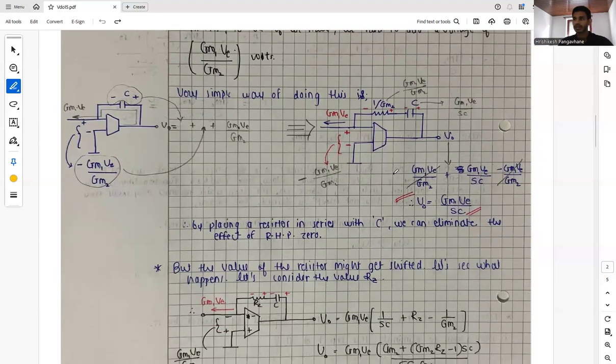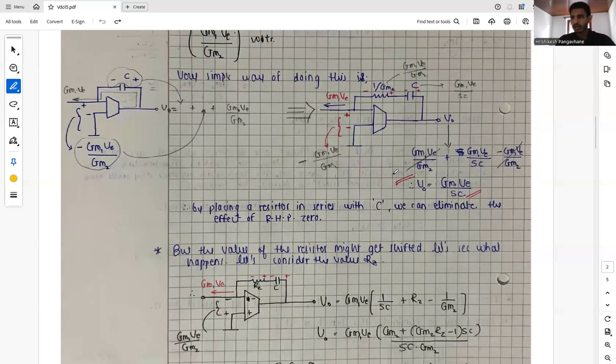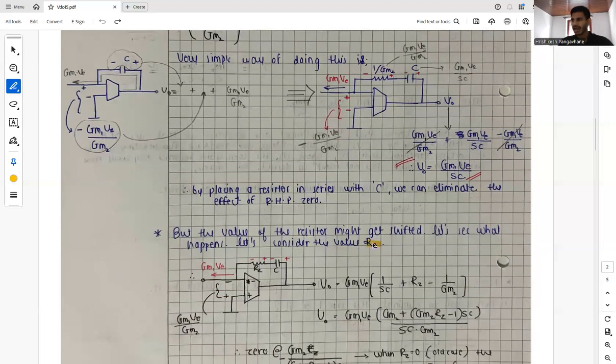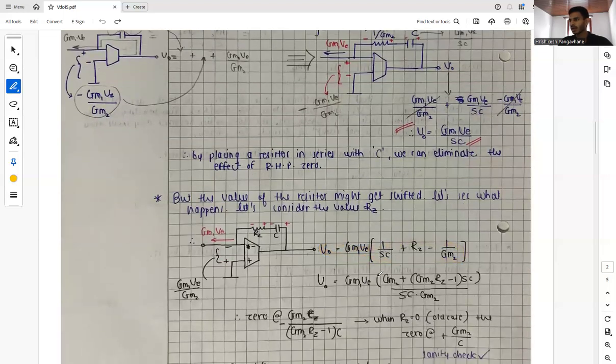But let's talk about what happens in reality. The value of the resistor might get shifted. It's not practical to make an exactly same value resistor, and in a circuit while it's working, or in a system, there can be a chance where the resistor value might get shifted a little up or down. So let's see what happens, and let's consider the value of the resistor as RZ. We know that the contribution towards V naught is from these three voltages, so we'll write V naught equal to this equation, and we knew how it came about.